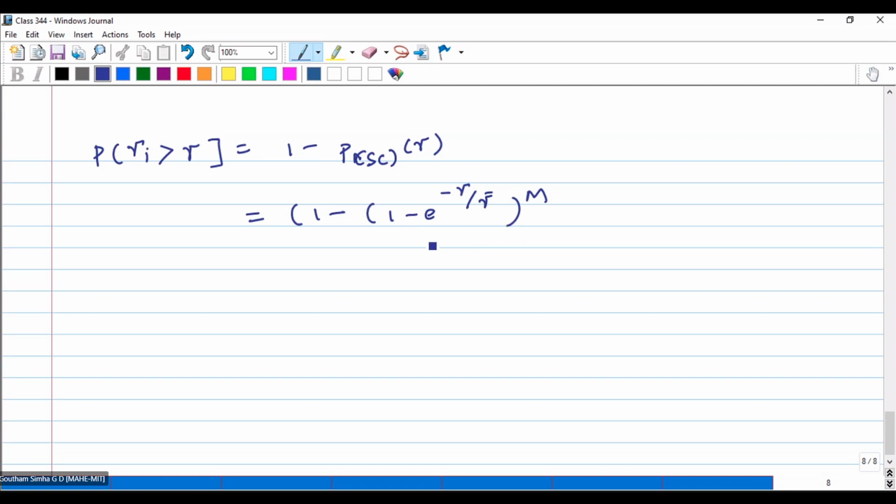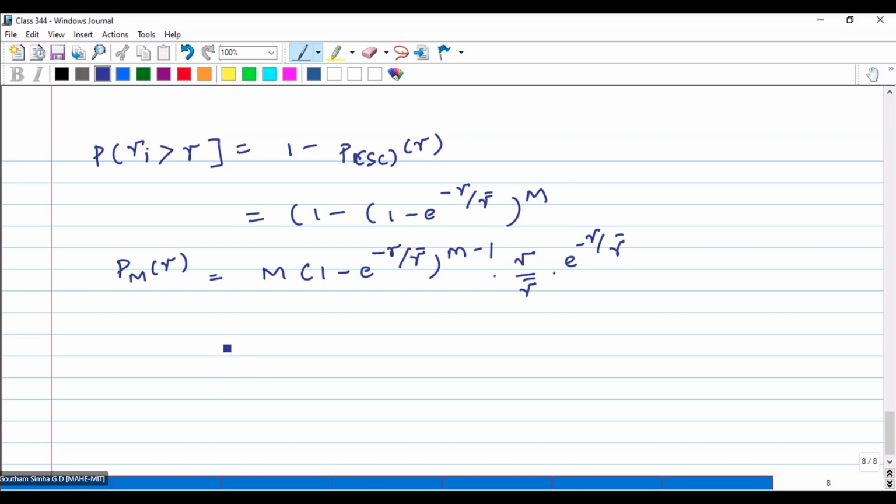So for this, if you differentiate, P M of gamma is equal to the first derivative. The first derivative is M into 1 minus e to the power of minus gamma divided by gamma bar, whole to the power of M minus 1, into gamma by gamma bar into e to the power of minus gamma by gamma bar. So the mean SNR can be obtained by integrating over 0 to infinity, and you will get a final equation.